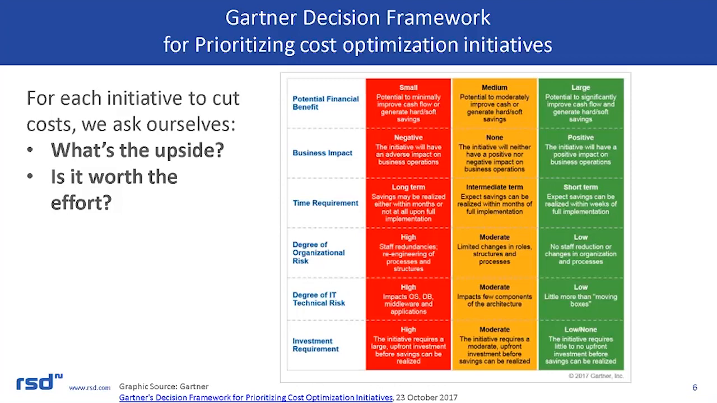The third of the criteria is the time requirement. This entry asks the question, when does the IT organization expect to realize and capture the cost savings that were projected? Is this savings realized in weeks, months, or years, or is it never realized?